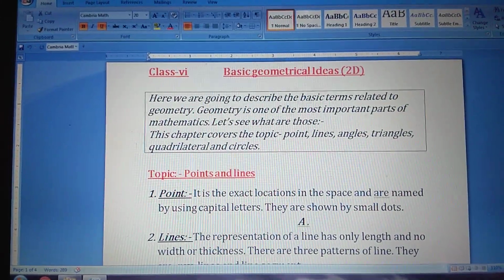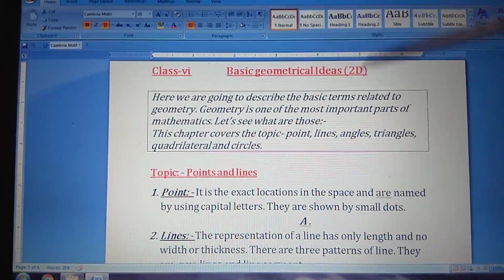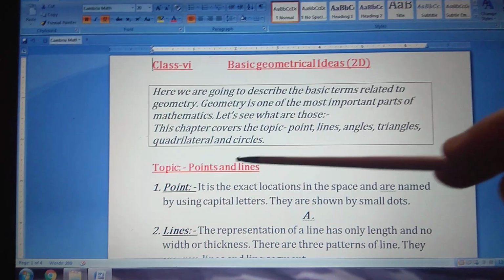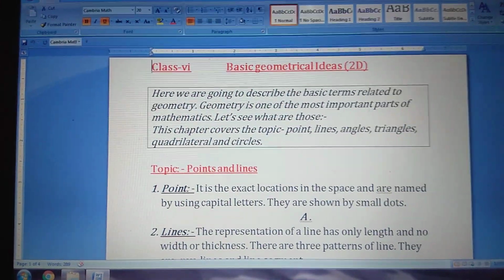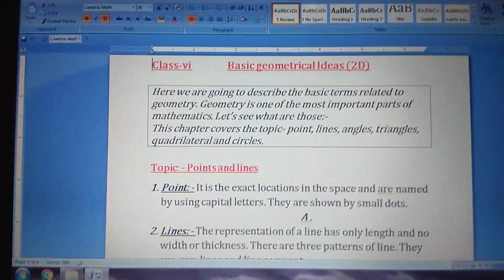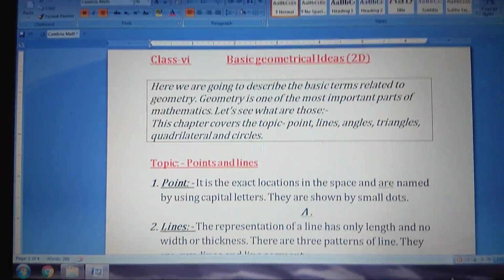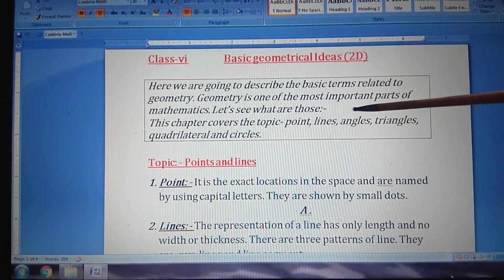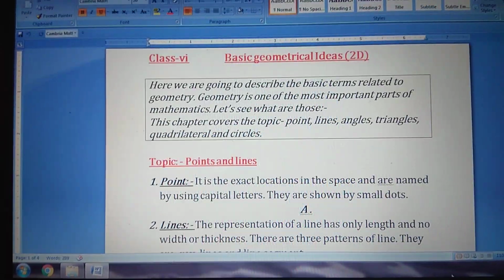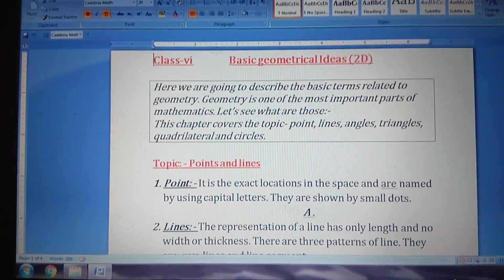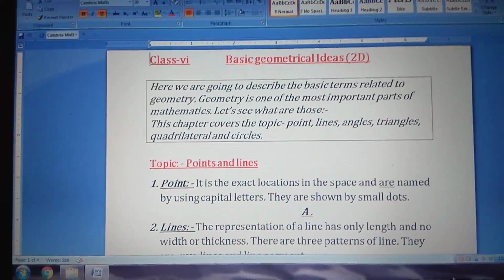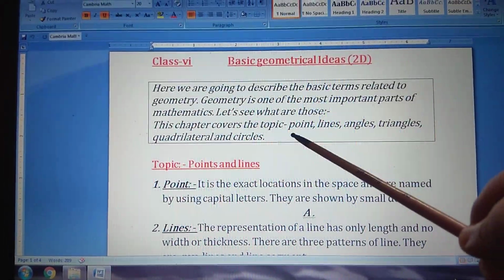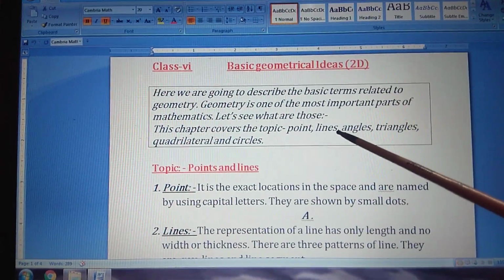A question may arise in your mind. In the previous chapter we also learned lines, angles, triangles, quadrilaterals. But there we learned about their types, not their characteristics. So now we will learn about their characteristics, how they are formed and how they are used in other geometrical branches. So first of all we will go with point and line.